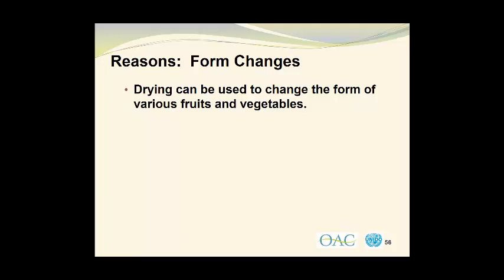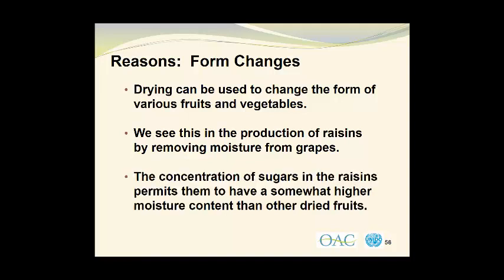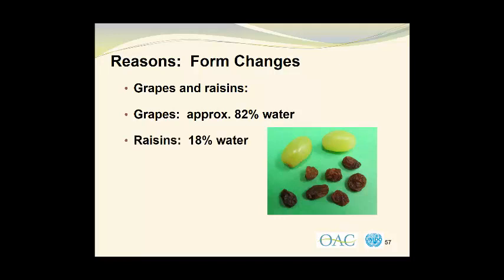Drying can be used to change the form of various fruits and vegetables. We see this in the production of raisins by removing moisture from grapes. The concentration of sugars in the raisins permits them to have a somewhat higher moisture content than the other dried fruits. In this photograph, we see plump grapes at the top and dried raisins at the bottom of the photograph. The grapes themselves contain about 82% water. When dried to produce raisins, the raisins contain about 18% water. And this is an interesting case because the raisins have entirely different applications than the plump grapes. Raisins are used in cooking applications, in snacking, as well as other applications.